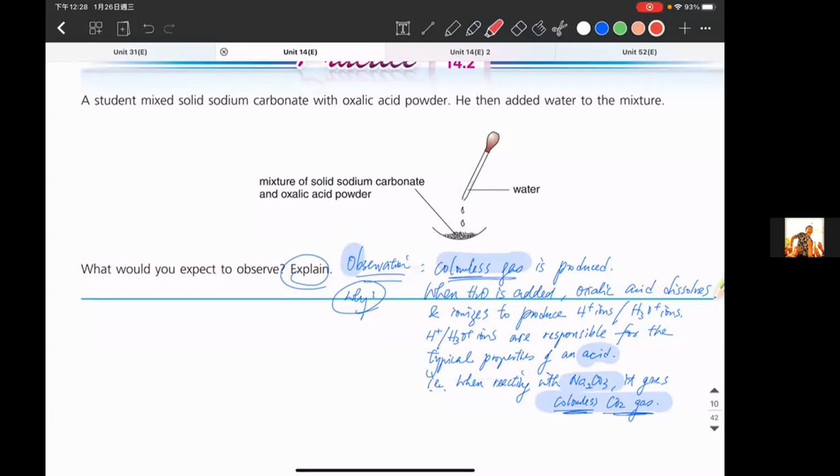Most important term, ionization, right? The oxalic acid dissolves in water and ionizes to produce hydrogen ion. Do you understand? Yes. Nice. Anyone who doesn't know what is happening, let me know now. Anyone who still doesn't know what that is?